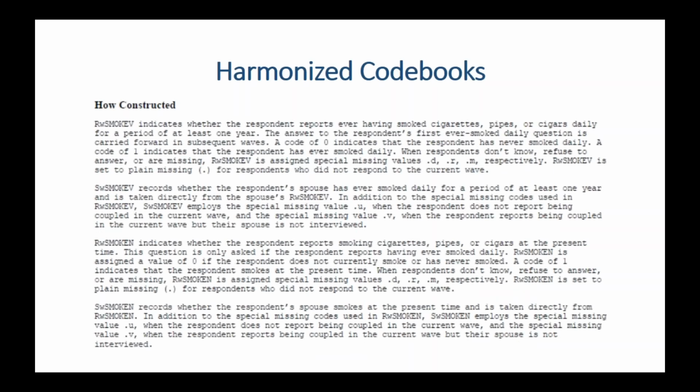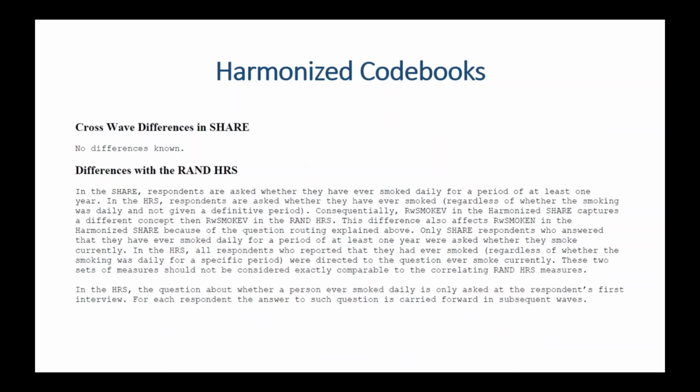And then we provide a lot of text. So we tell you exactly how the question was asked in the survey, and any assumptions we made in creating the different variables. So we list all that out here. We highlight any crosswave differences. So if this variable changed in any way between different waves of SHARE, in this case there weren't any changes. And then we list differences with the RAND HRS. And I'll briefly highlight this here because we do see a difference.